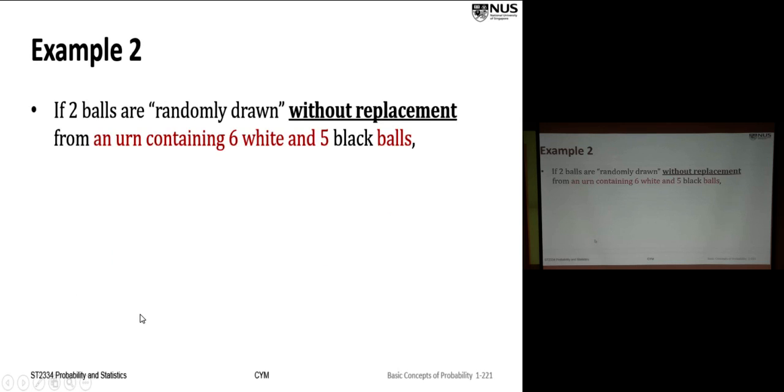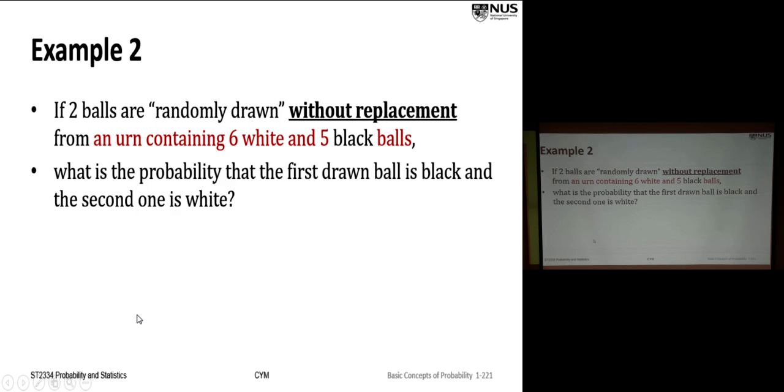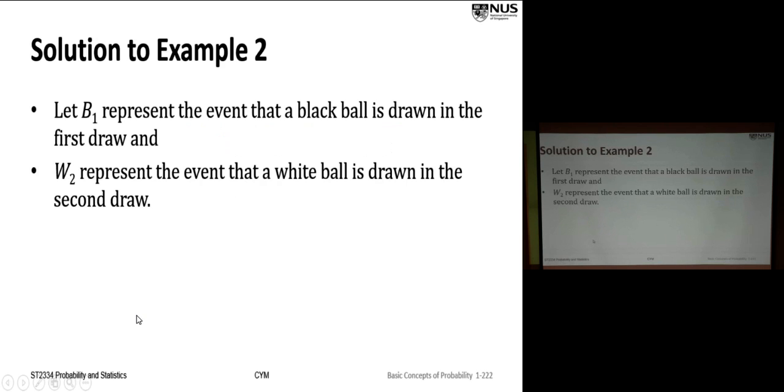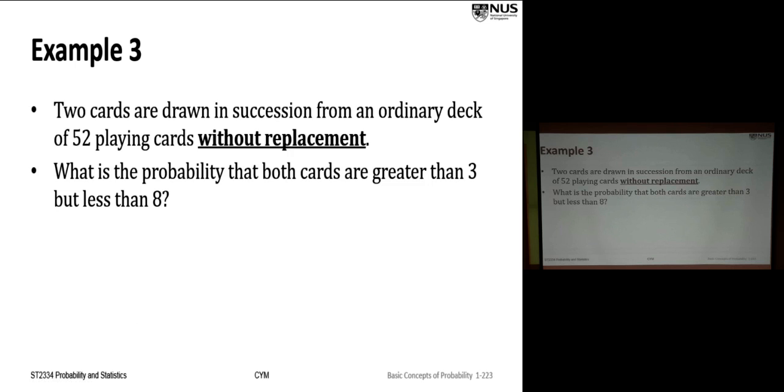All right, example 2. Okay, I think you can read it yourself. Example 3. We have a deck of 52 cards, excluding jokers and the like. 4 suits, 13 each, so it's 52 cards. What's the chance that both cards are greater than 3 and less than 8? In other words, it is 4, 5, 6, 7.